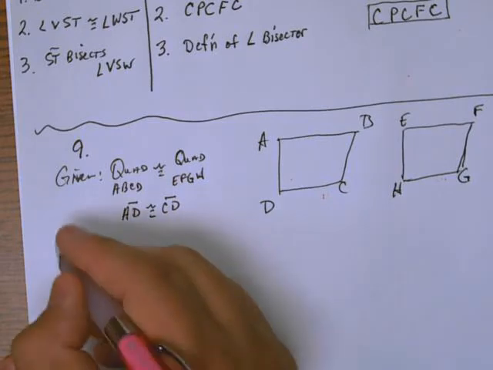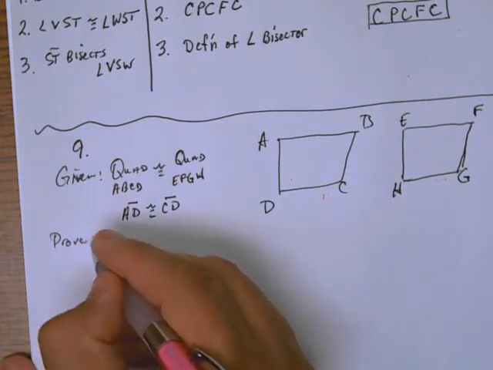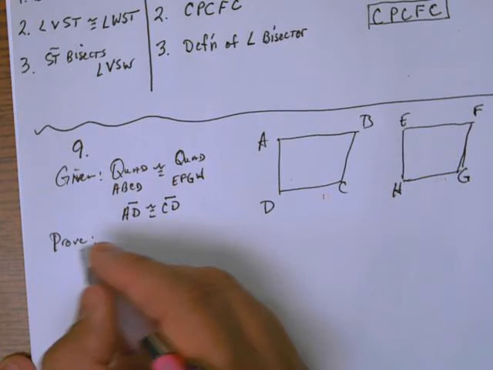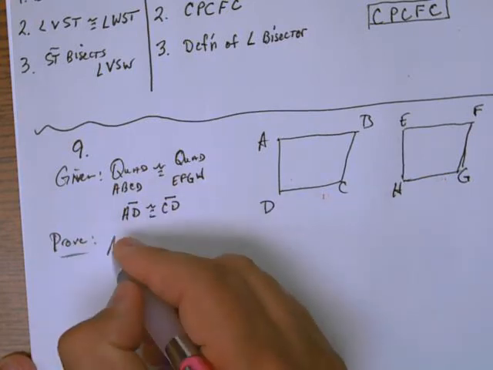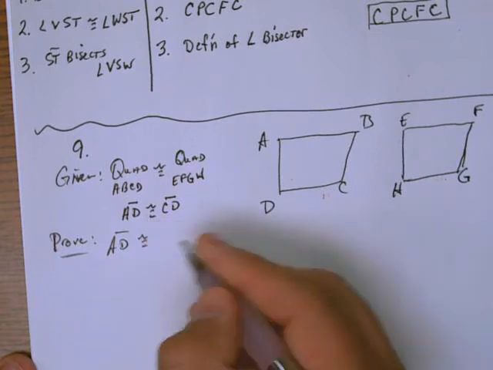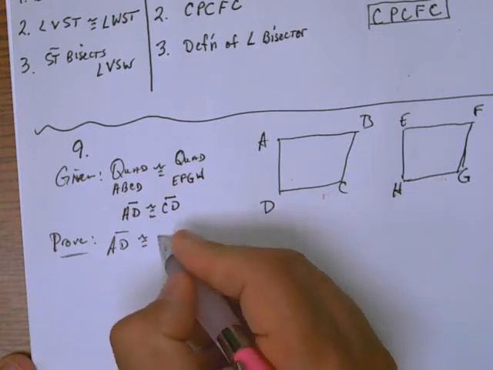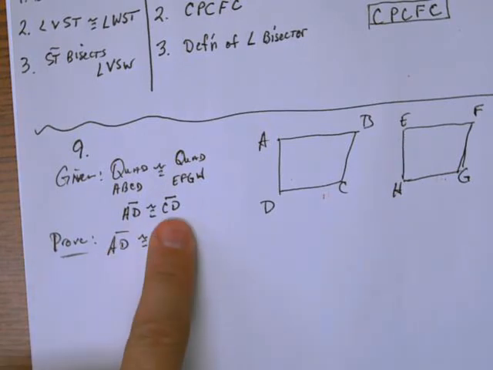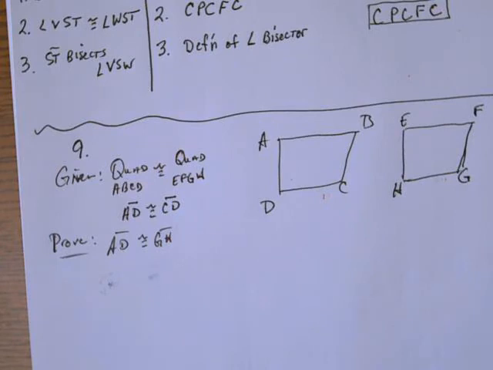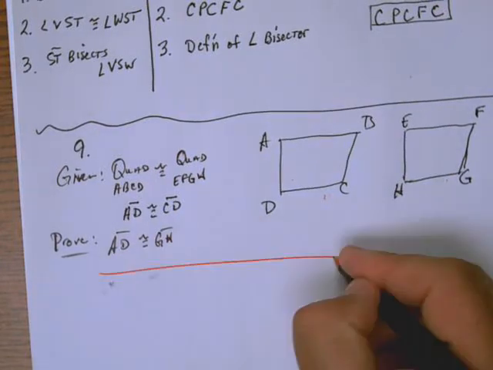All that's given. All right, so where are we going? Well, we're trying to prove this. This is what we don't know, and we're trying to conclude or prove that AD is congruent to GH. So we know that AD is congruent to CD. We're trying to prove that AD is congruent to GH. All right, well, let's go ahead and set up our proof.